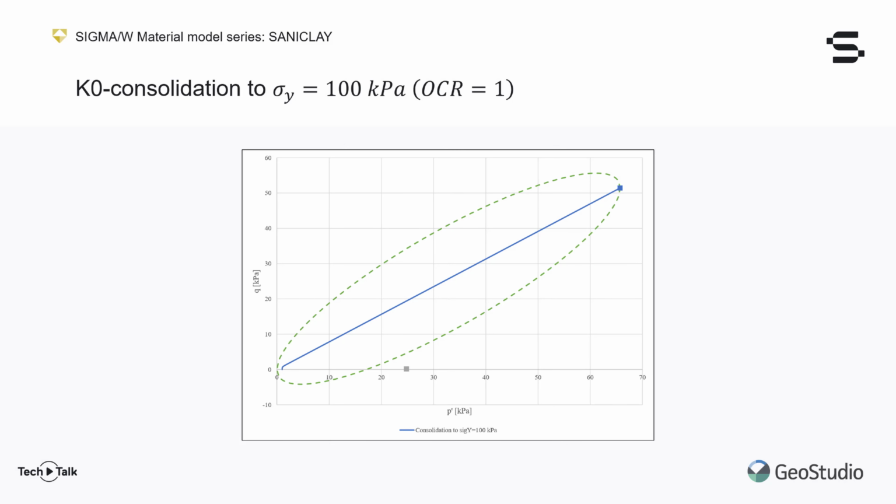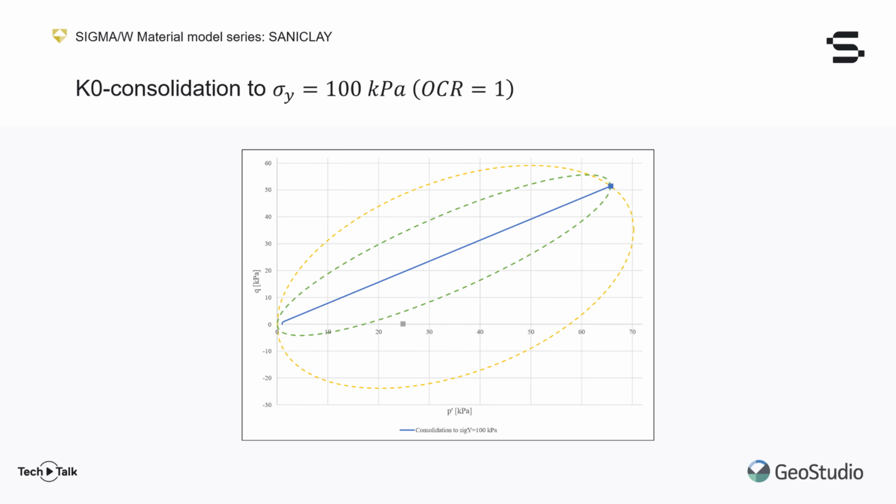The stress path followed is shown here in blue. The yield surface at the end of consolidation is plotted in dashed green. Notice how the yield surface is already quite inclined and narrow. This is a direct consequence of the increase in beta value during loading. Similarly, the plastic potential surface, in dashed yellow, is now also inclined as a response to alpha evolving during loading. The end result of that K0 consolidation stress path is the creation of anisotropy within SANICLAY through its yield and plastic potential surface shapes.